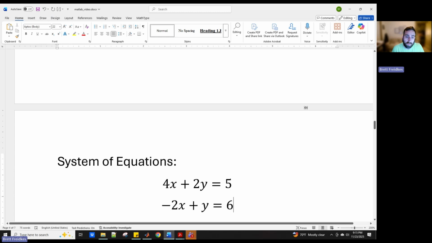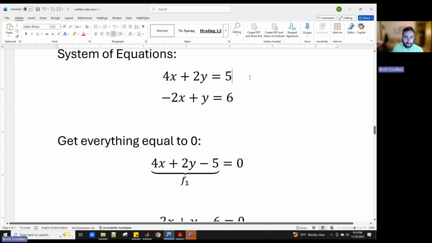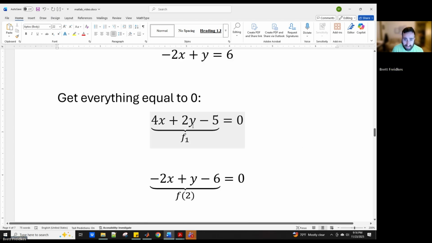The next thing that I want to go over is how do we solve a system of equations in MATLAB using anonymous functions. And let's say I give you the system of equations here, which is 4x plus 2y is equal to 5, and -2x plus y is equal to 6. Just like we did for the fzero function, we're going to set both of these equations equal to 0. So I'll subtract the 5 over to the other side to give me 4x plus 2y minus 5. And I'll subtract the 6 over to the other side to give me -2x plus y minus 6 is equal to 0.